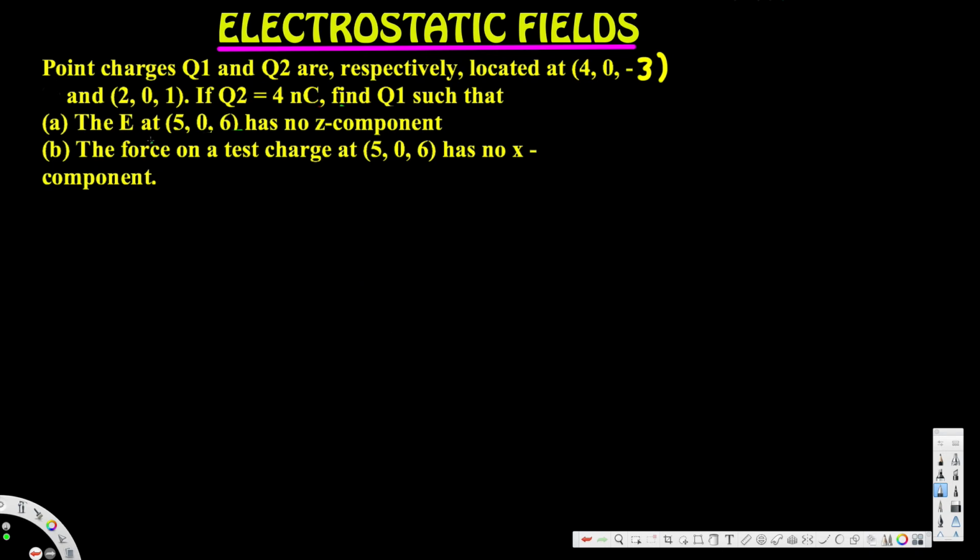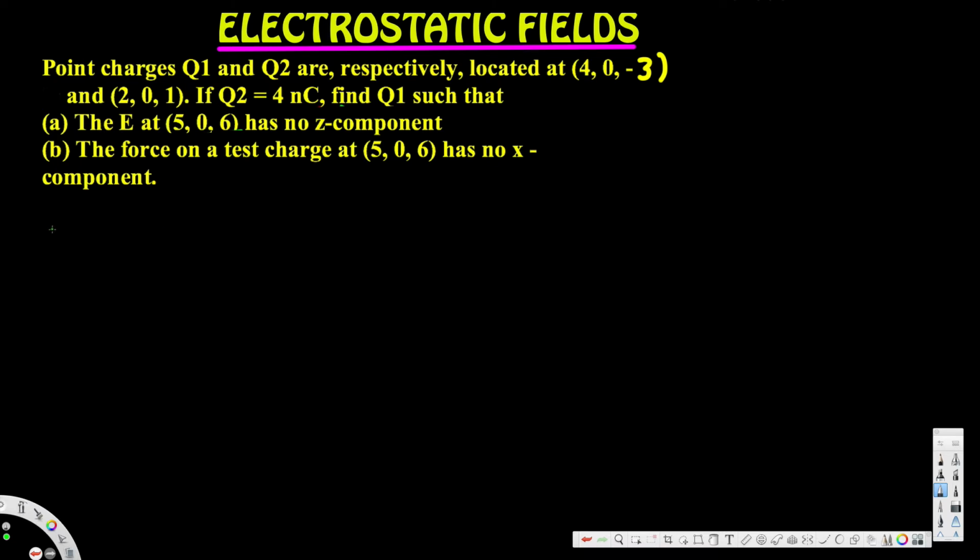Let's look at this problem right here. This question is asking: point charges Q1 and Q2 are respectively located at (4, 0, -3) and (2, 0, 1). If Q2 is equal to 4 nanocoulomb, find Q1 such that the E at (5, 0, 6) has no Z component. The second one is asking the force on a test charge at (5, 0, 6) has no X component.